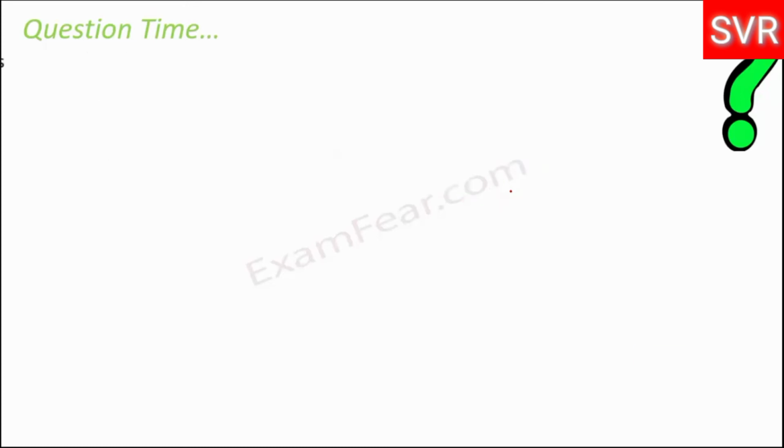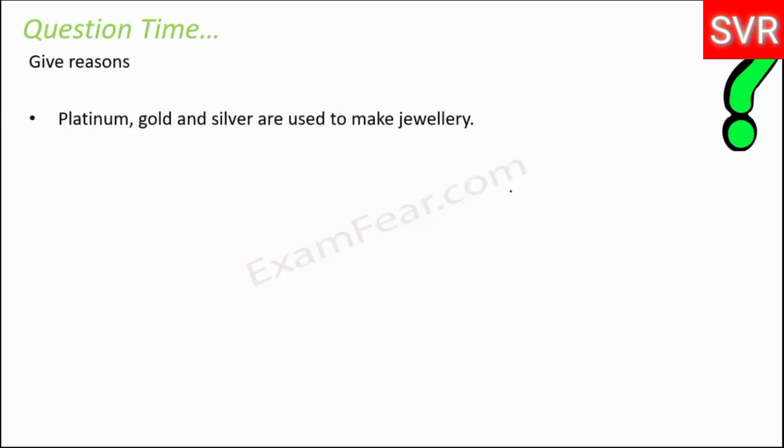Let's look at the next question. Give reasons. Platinum, gold and silver are used to make jewelry. That's an interesting question. We have so many metals, but why specifically are these metals used to make jewelry? That's because they are less reactive. Because most of the other metals either react with air, react with water, or react with oxygen, right?